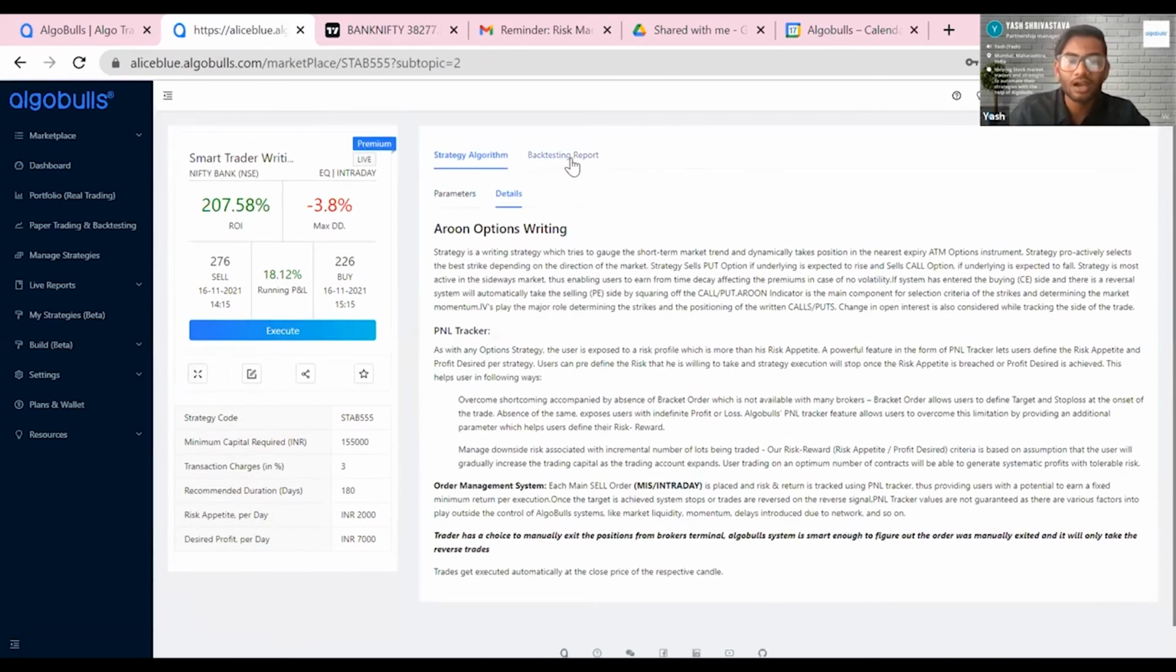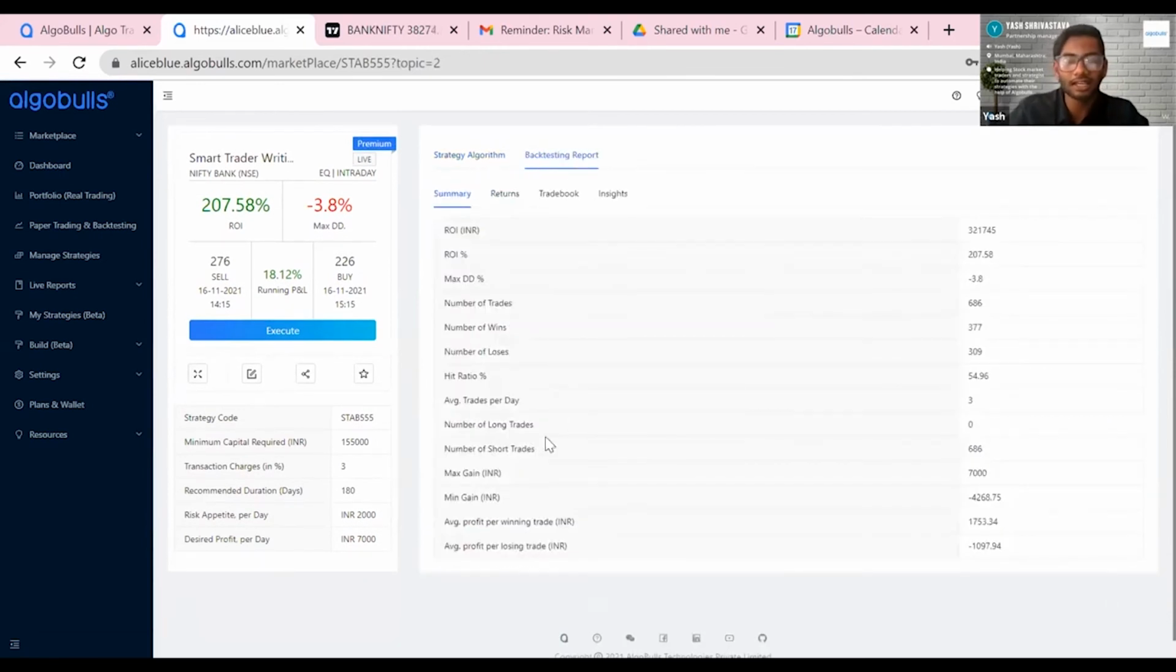As we invest anywhere in the market, whether in mutual funds, FDs or corporate deposits, we never forget to see the fact sheet of the fund. In the same way, when investing in algorithmic trading, we call this the backtesting report, which gives you end-to-end insight into how the strategy has been performing. We have 4 sections: summary, returns, trade book, and insight.